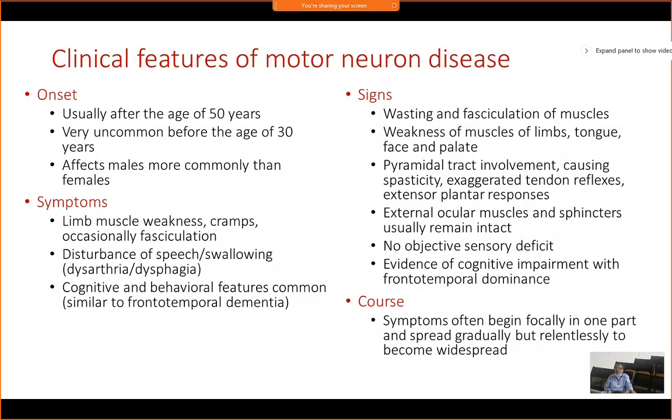Now the clinical features of amyotrophic lateral sclerosis. The onset is usually after the age of 50, and is very uncommon before 30 years of age. It affects more males than females. The symptoms: limb muscle wasting and weakness with cramps and fasciculation because of lower motor features, disturbance of speech and swallowing, dysarthria and dysphagia, and there may be cognitive and behavioral features similar to frontotemporal dementia. So those things may also be present.